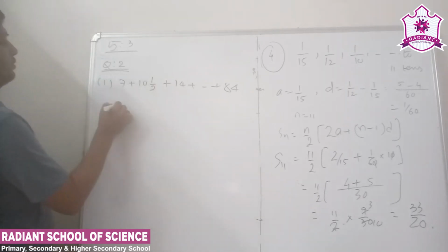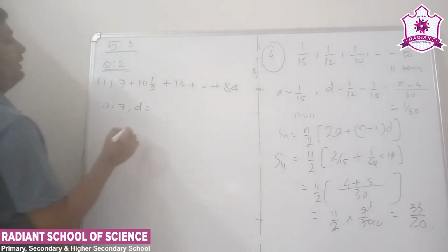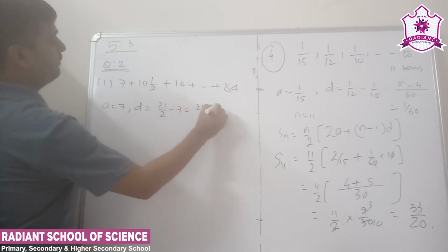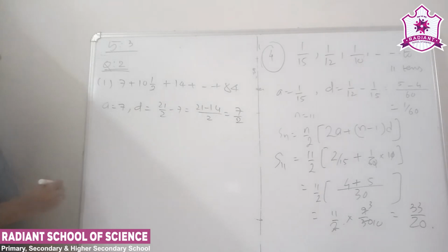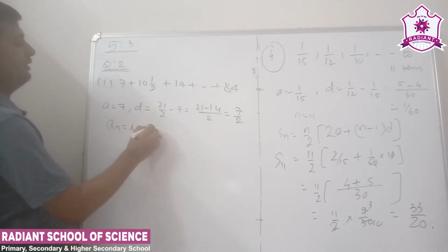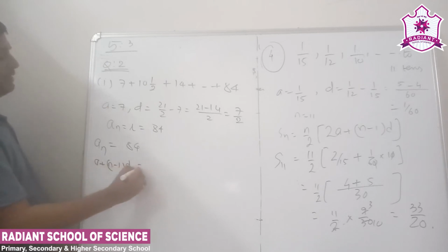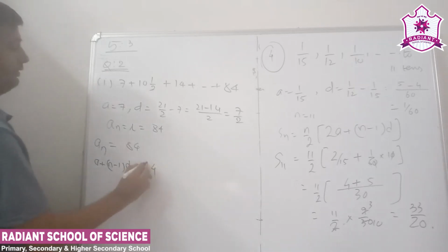So here a is equal to 7, and d, bring it in simple form: 21 by 2 minus 7. Take the LCM: 21 minus 14 by 2. We got 7 by 2. Right? Okay. And the last term an is also given, that is 84. Use this an is equal to 84 formula: a plus (n minus 1) into d is equal to 84.